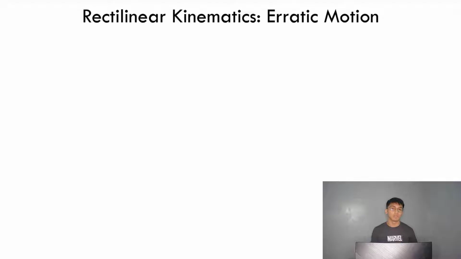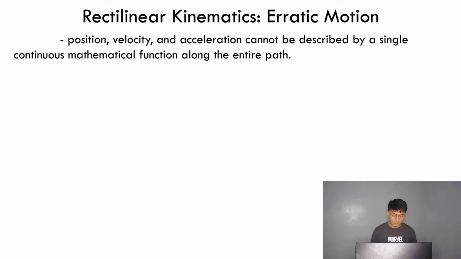Whenever a rigid body or a particle has an erratic or changing motion, its velocity, position, and acceleration cannot be described by a single continuous mathematical function along the entire path. So, erratic motion, as it is called, occurs whenever a motion parameter, that is the position, velocity, and acceleration, is not continuous, or its mathematical function has jumps or sharp bends.